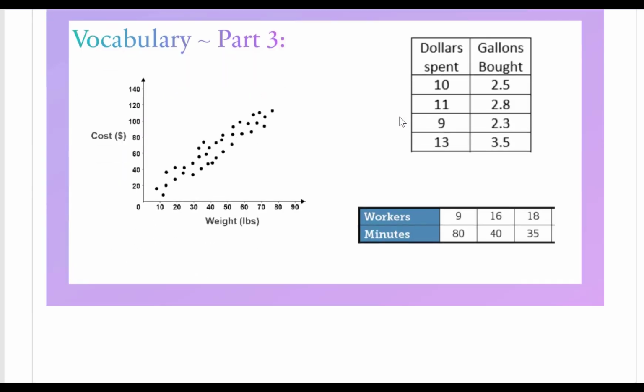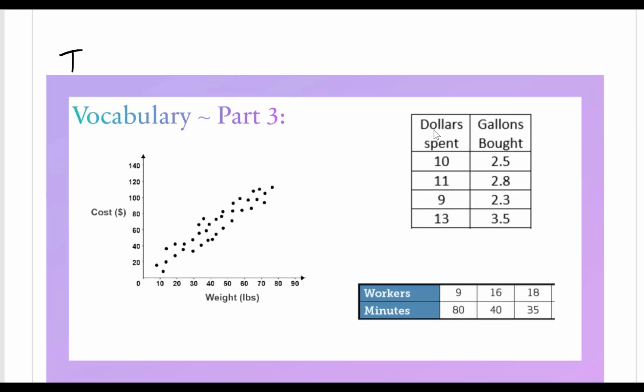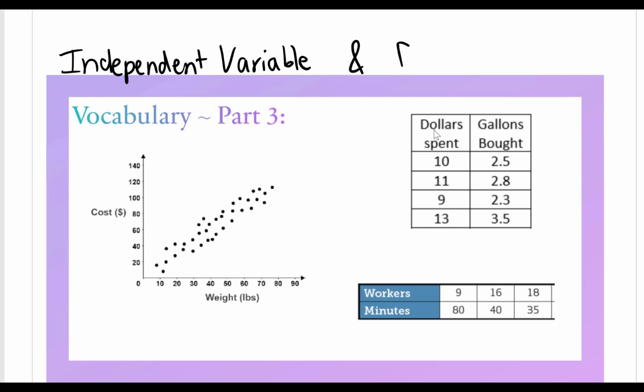Vocabulary part 3 is about independent variables and dependent variables. Independent is the letter X, dependent is the letter Y.